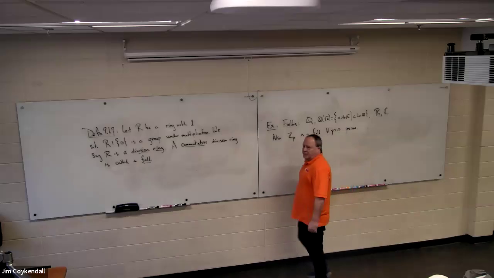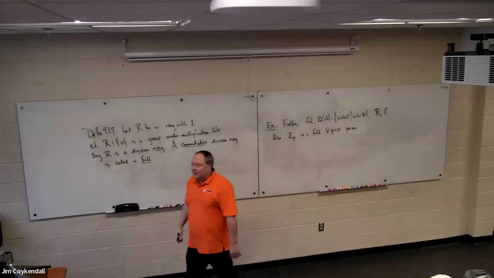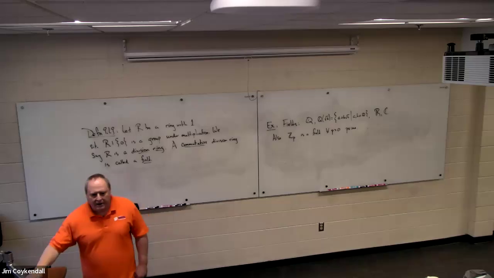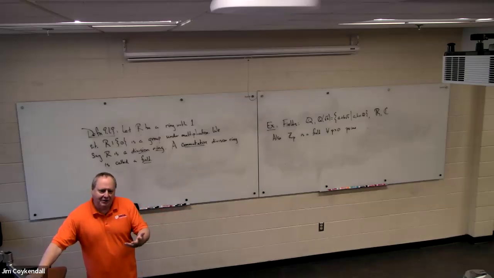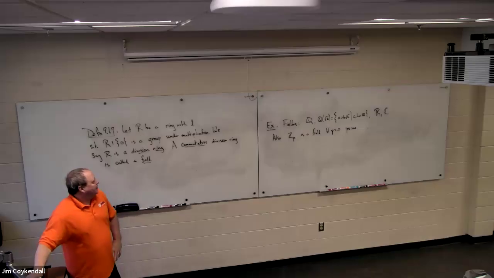All positive primes, Z mod p, right? The easy example is Z mod 2. That's an abelian group under addition, and if you throw out the zero, you've just got one, right? So there you go, that's a group. So these are examples of fields.